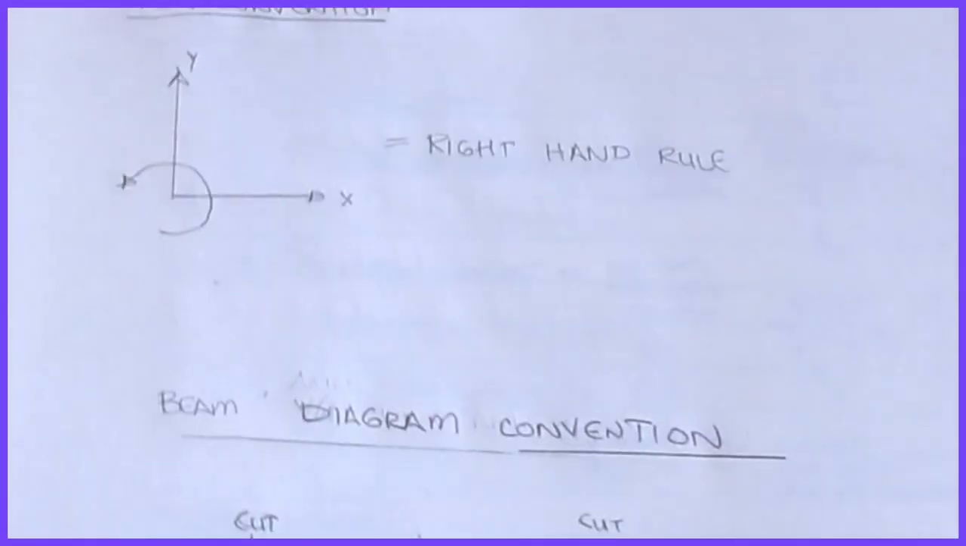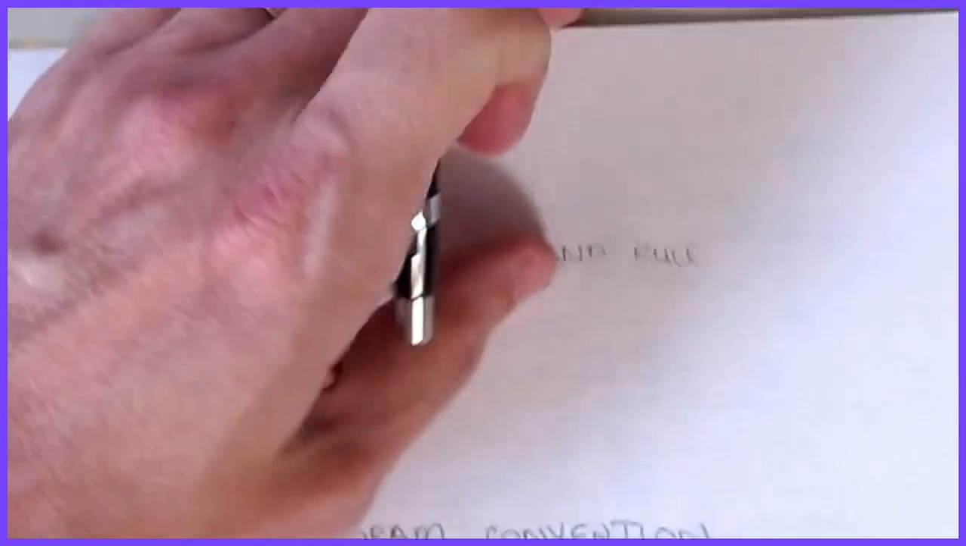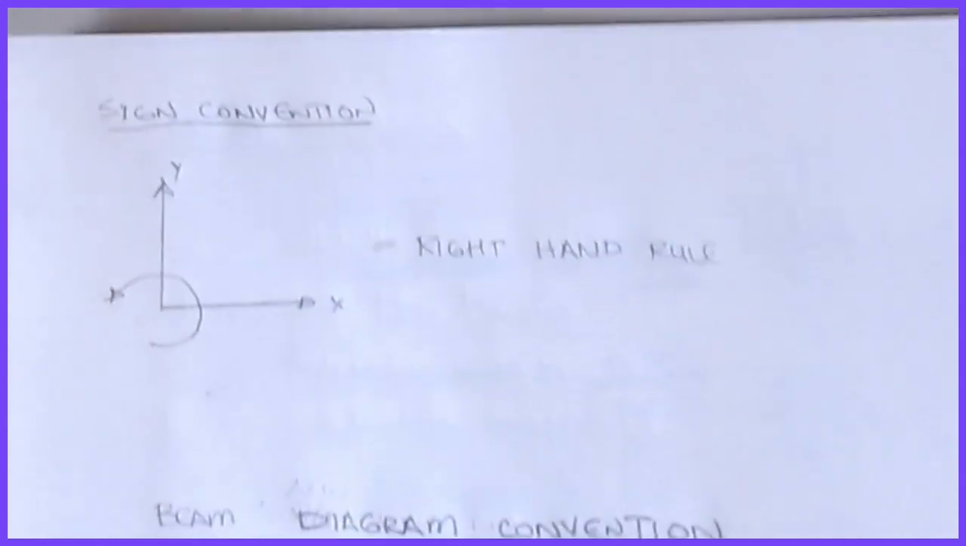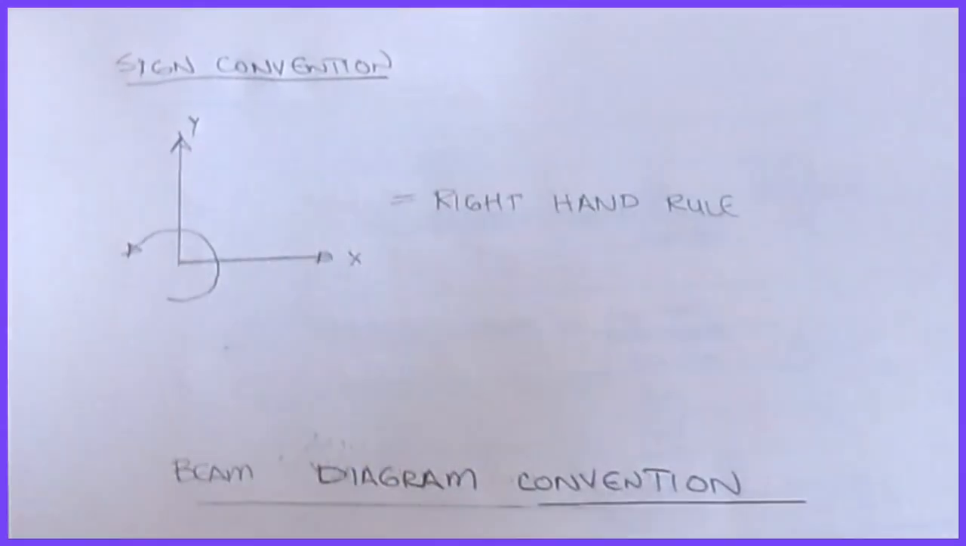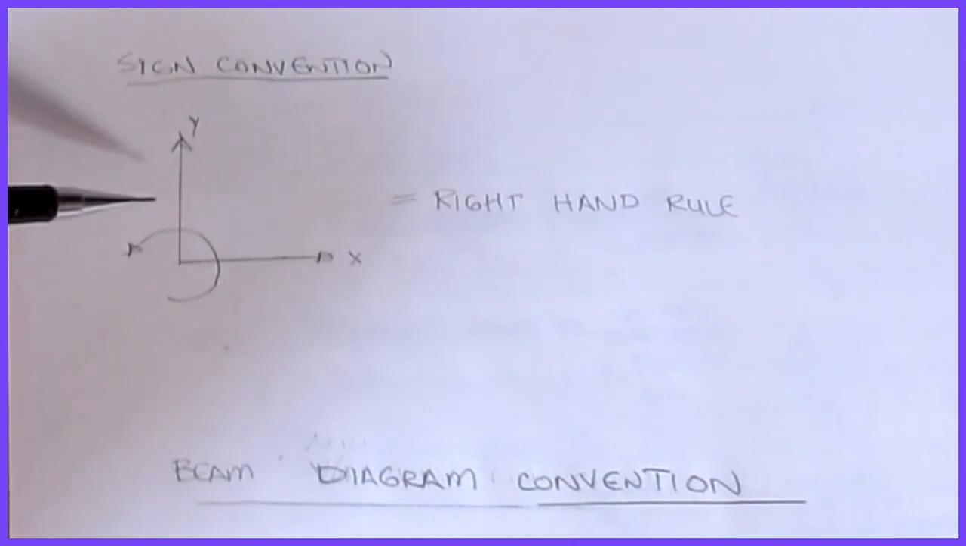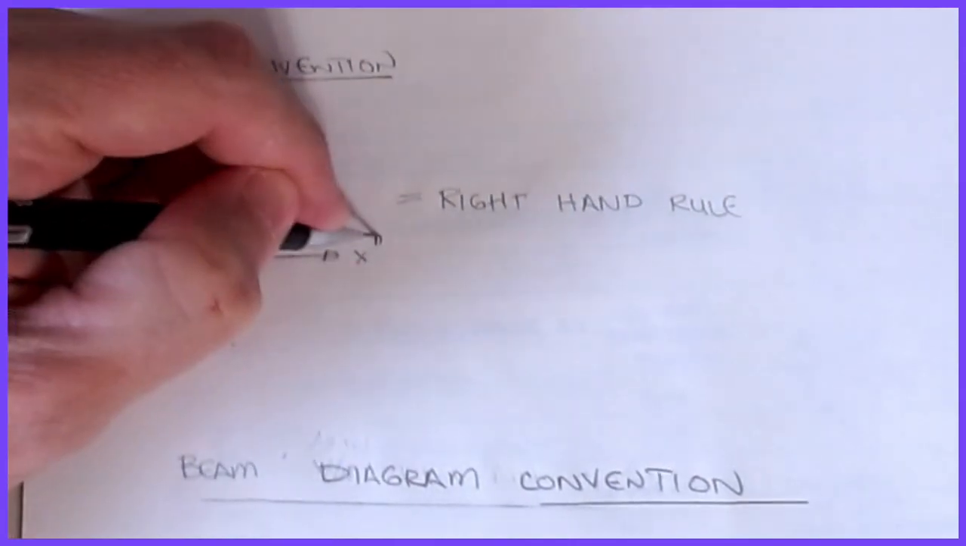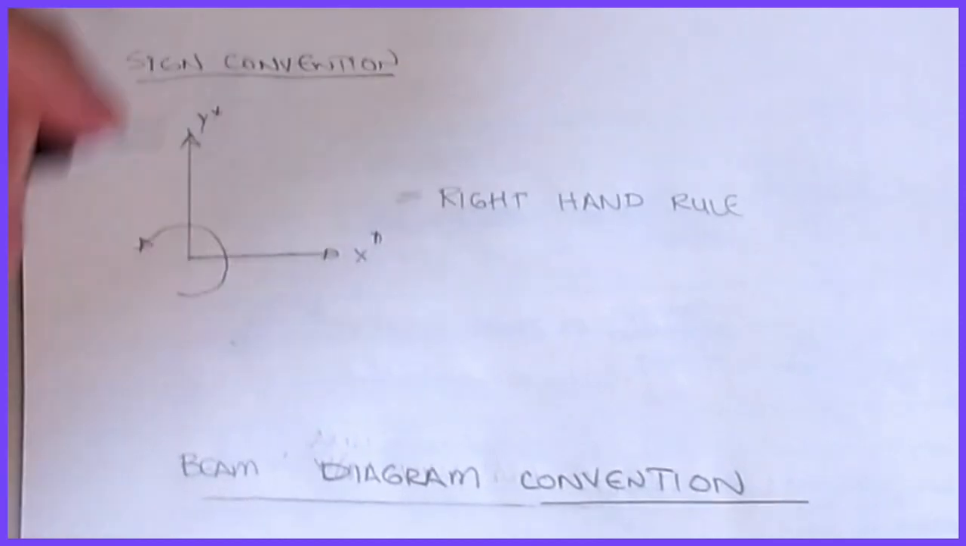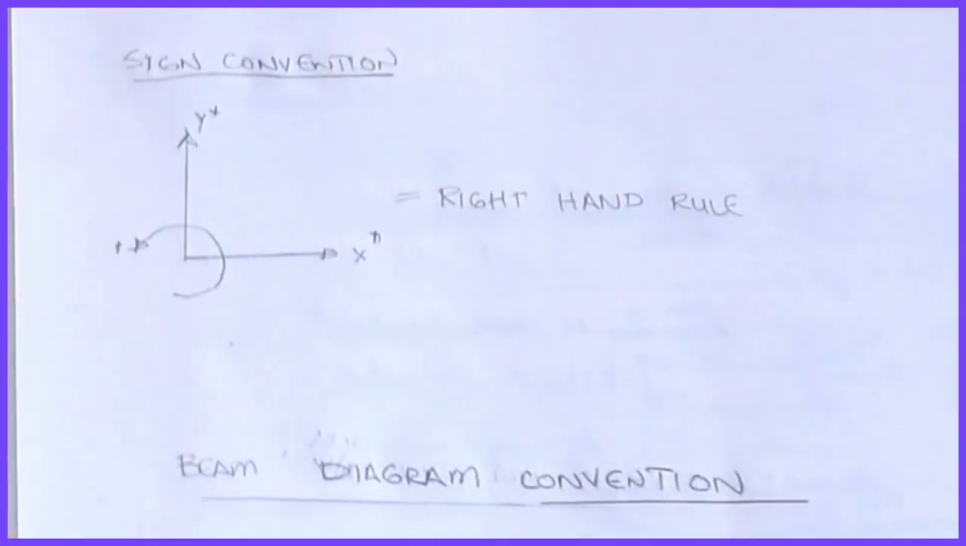Now let's talk a little bit about sign conventions. There are several sign conventions that run through structural analysis. The first one is the one that you probably learned back in statics. It's called the right-hand rule, and it's basically that x positive is to the right, y positive is up, and then the rotation moment counterclockwise is positive.